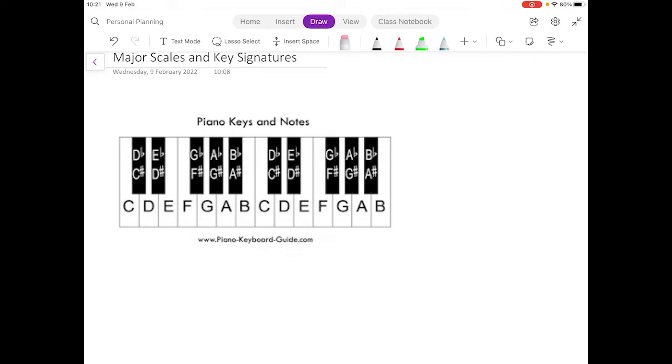So now that we know about tones and semitones, let's look at a major scale. A major scale is made up of a certain pattern of tones and semitones, which means that it sounds the same no matter what note you start on, okay? So basically it goes like this. It goes tone, tone, semitone, tone, tone, tone, semitone. That equals a major scale.